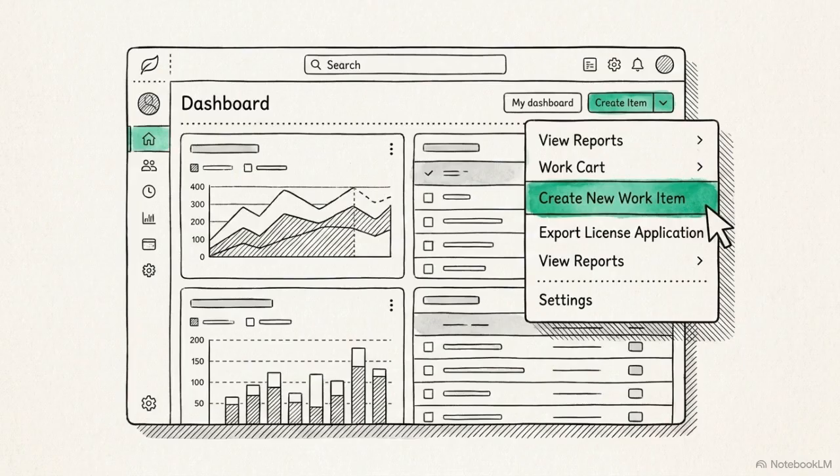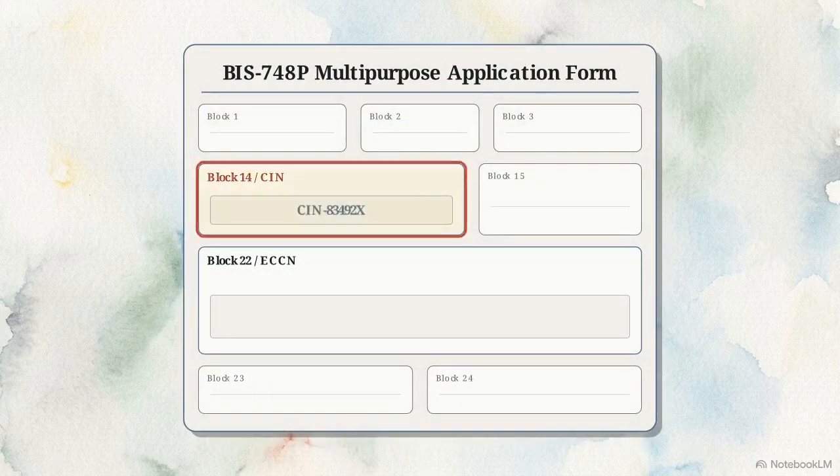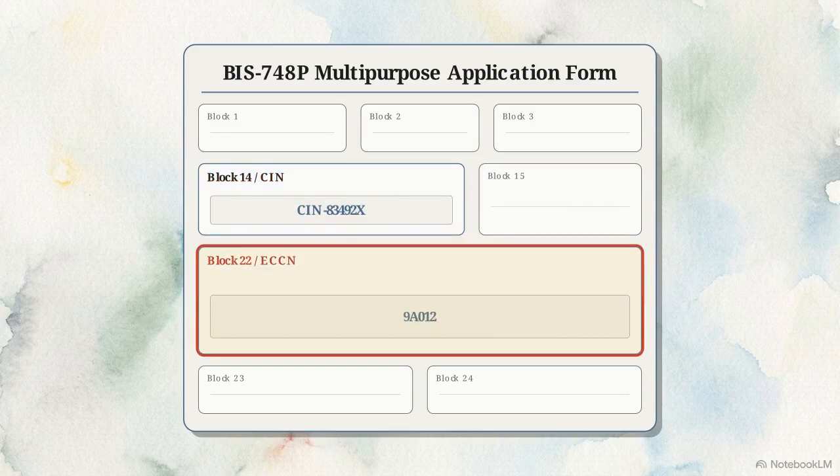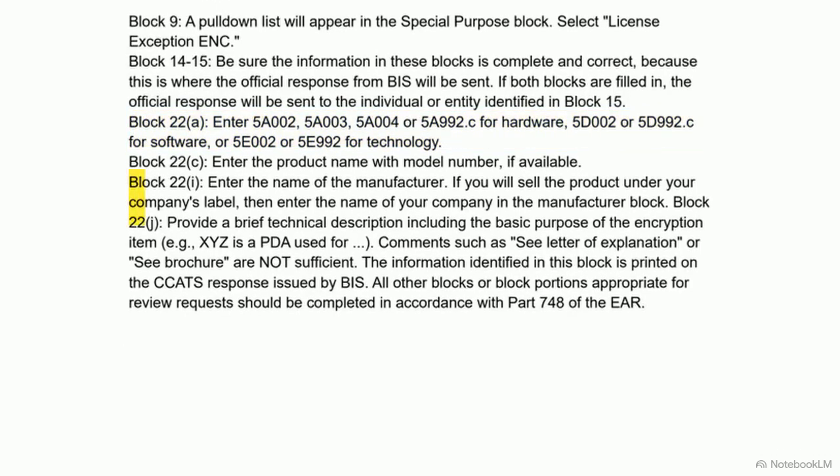Once logged into the dashboard, click Create New Work Item and specifically select Export License Application. Two of the most heavily scrutinized fields on this form are Block 14, where you input your CIN, and Block 22, where you define the item's ECCN. Official BIS guidance shows Block 22 requires absolute precision. You must enter the correct ECCN in Section A and the exact manufacturer name in Section I.